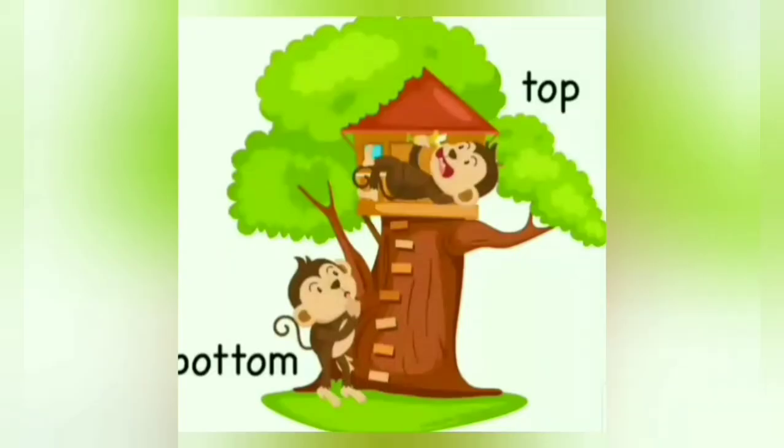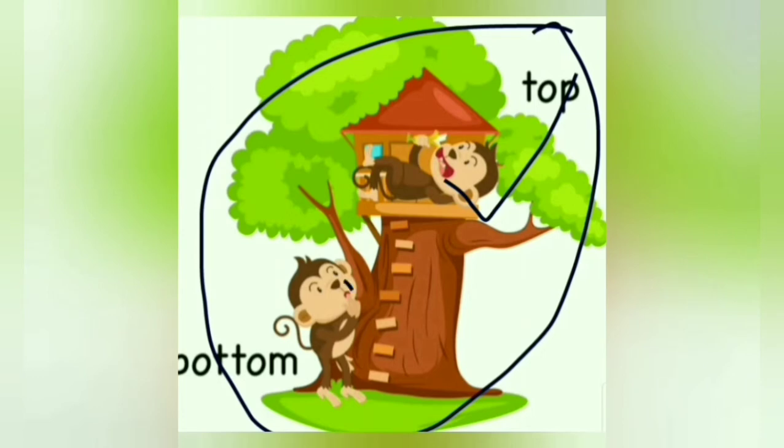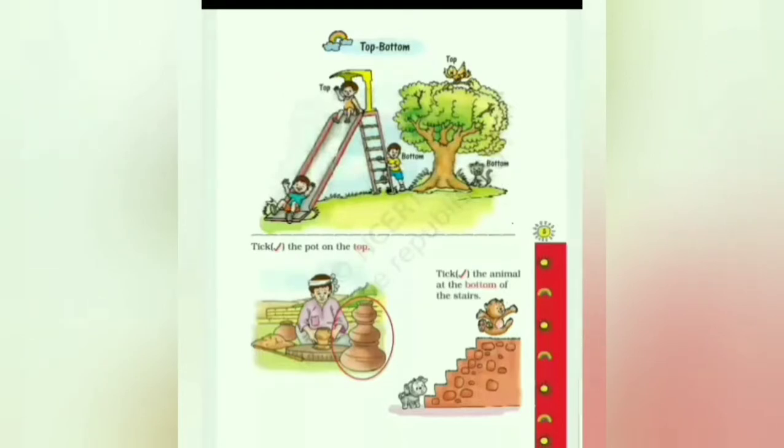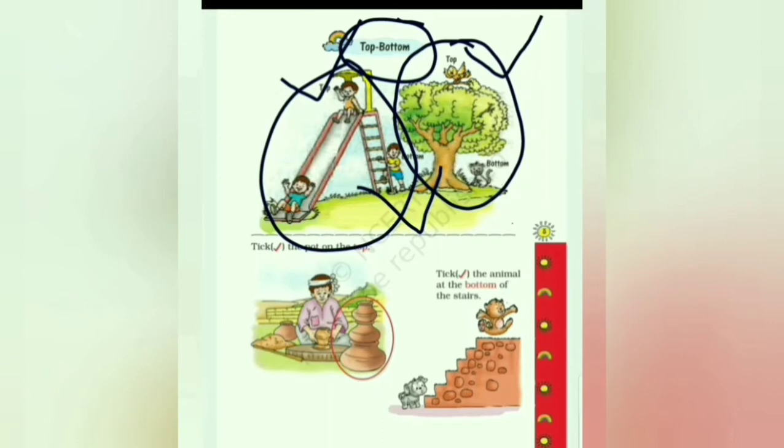This is one more picture you can see here which shows top and bottom. This monkey is on top and this monkey is on the bottom. Let's start the concept with top and bottom. This is a slide. This boy is on top of the slide, this one at the bottom. ये boy ऊपर है, ये boy नीचे है. This is a picture of a tree. This bird is on the tree top and this cat is down at the bottom.